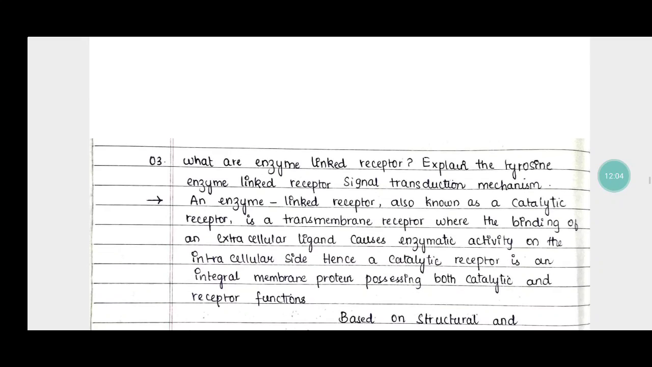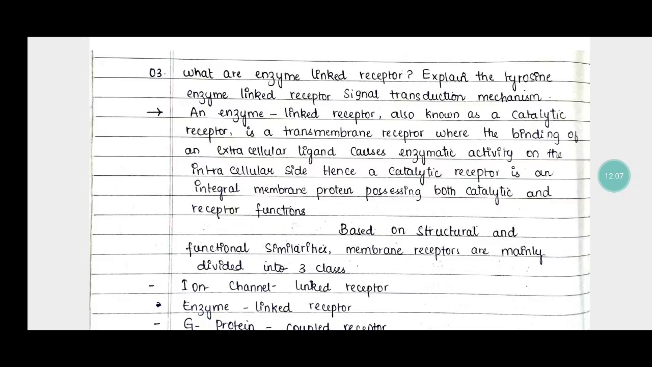And coming to the third question: what are enzyme linked receptors? Explain the tyrosine enzyme linked receptor signal transduction mechanism. An enzyme linked receptor is also known as a catalytic receptor. It is a transmembrane receptor where the binding of the extracellular ligand causes enzymatic activity on the intracellular side. Hence the catalytic receptor is an integral membrane protein possessing both catalytic and receptor functions.